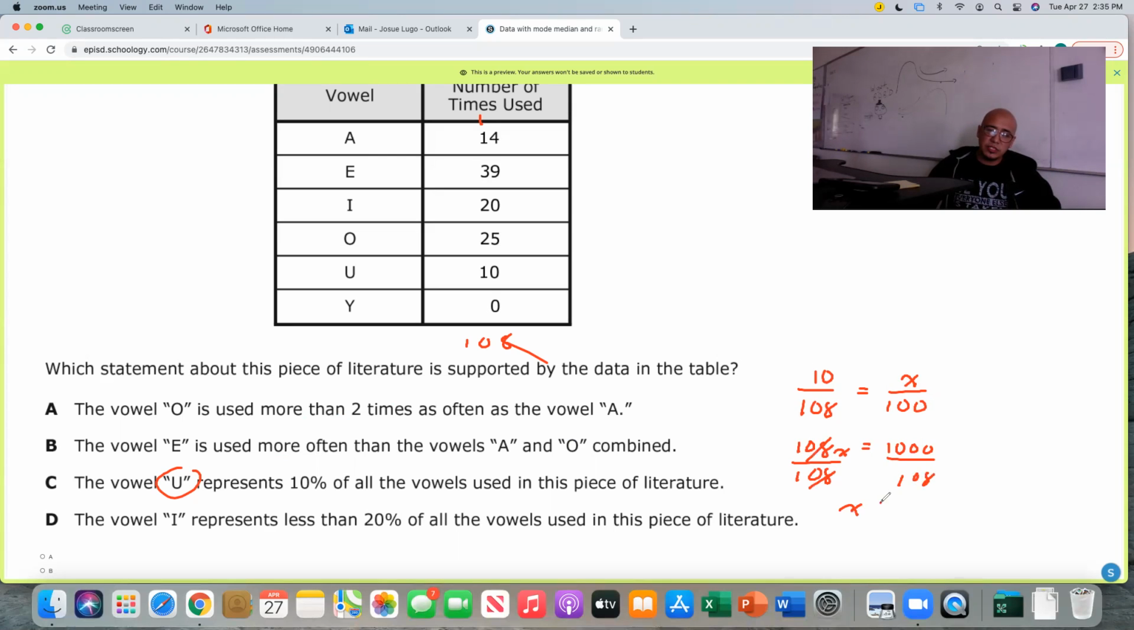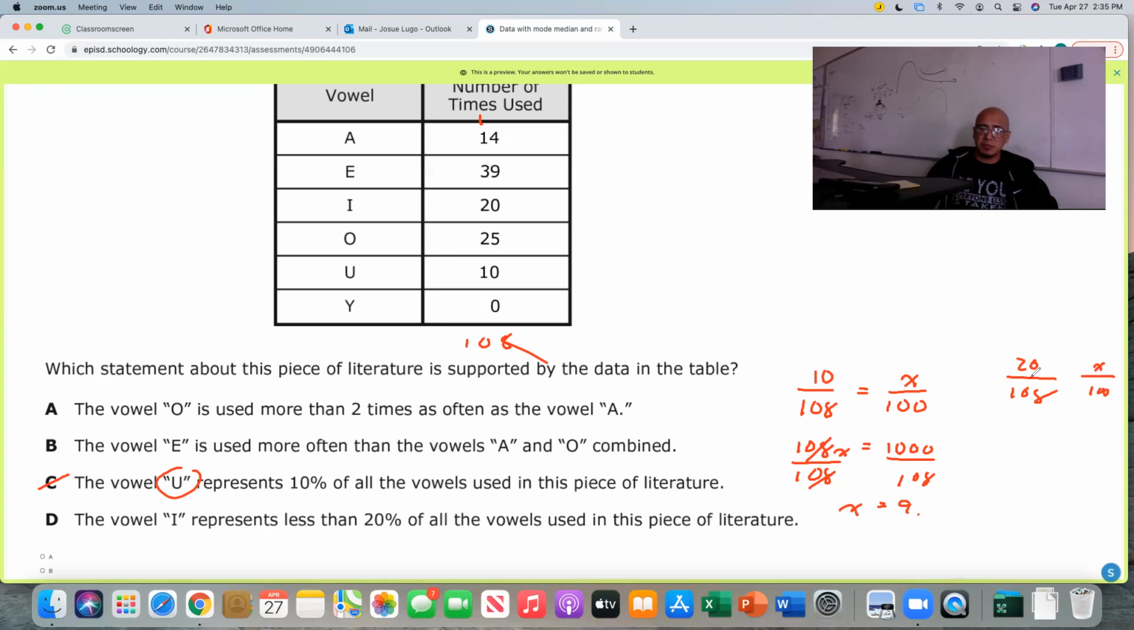So X will equal, ladies and gentlemen, just by looking at this, I know it's going to be 9 point something. So no, it is not 10%. And yes, you would divide these two to see what the exact percentage is. So the answer cannot be C, leaving me with only D, which says that the vowel I, which is 20 out of 108, represents less than 20%. So let's see if that is less than 20%.